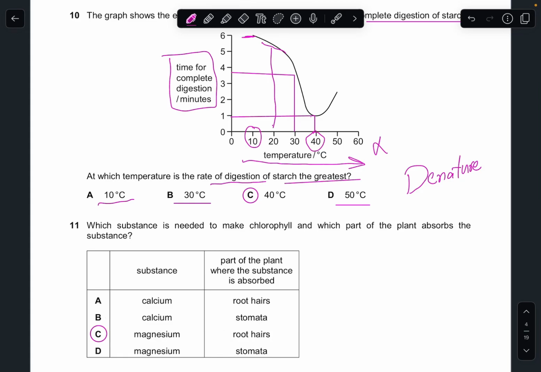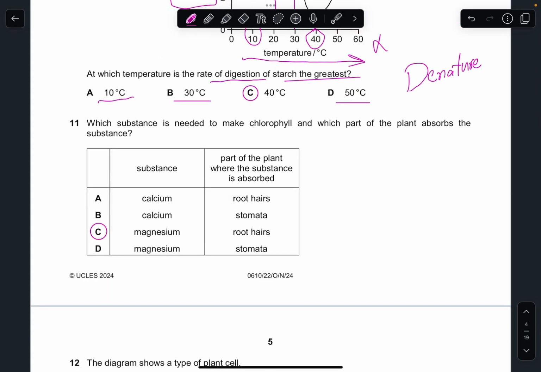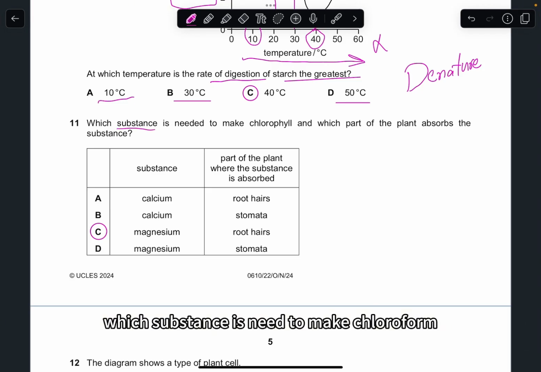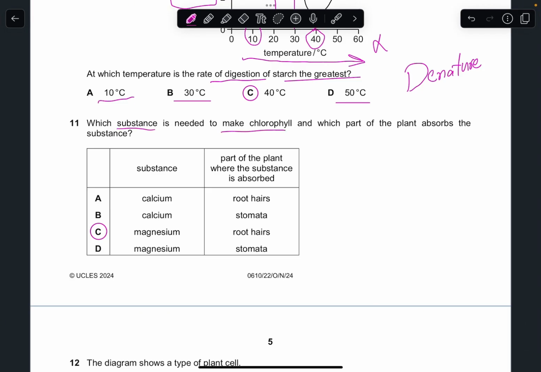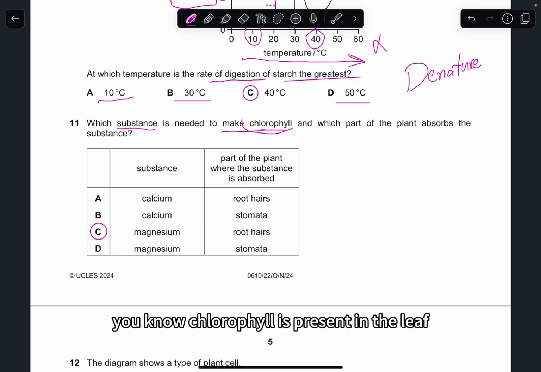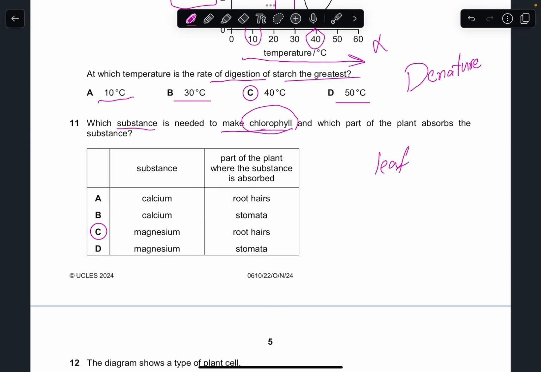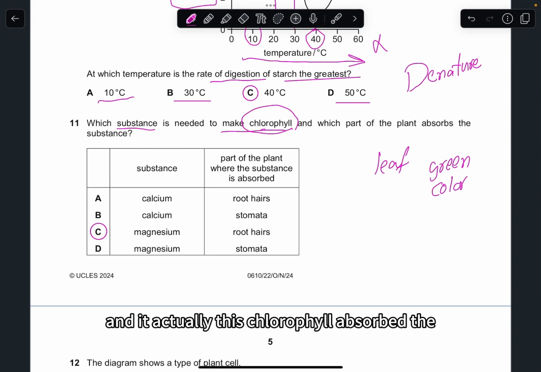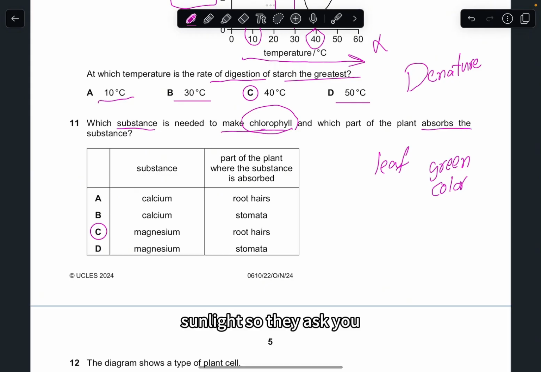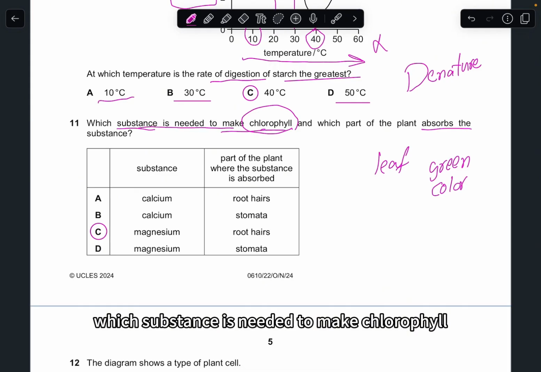with the substrate. Question 11, which substance is needed to make chlorophyll? You know, chlorophyll is present in the leaf. That's why the leaf has a green color. Green color is because of the chlorophyll, and this chlorophyll absorbs the sunlight. So they ask you which substance is needed to make chlorophyll.